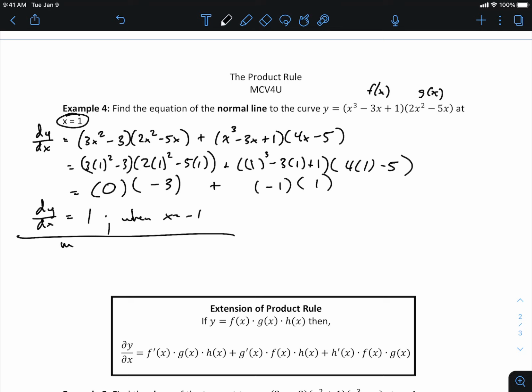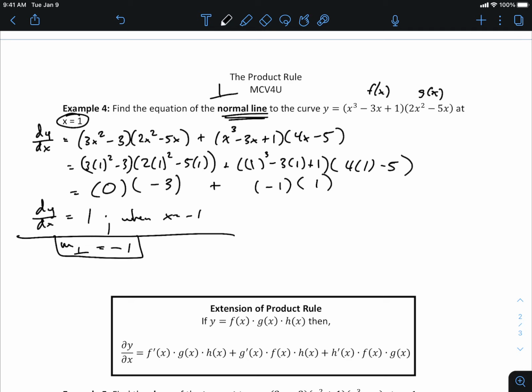Now the problem is, when we're talking about a normal line, that's perpendicular. Normal means perpendicular, so I want m perpendicular. Well, the slope that's perpendicular to this value of 1 would be the negative reciprocal of that. Well, that's just negative 1.